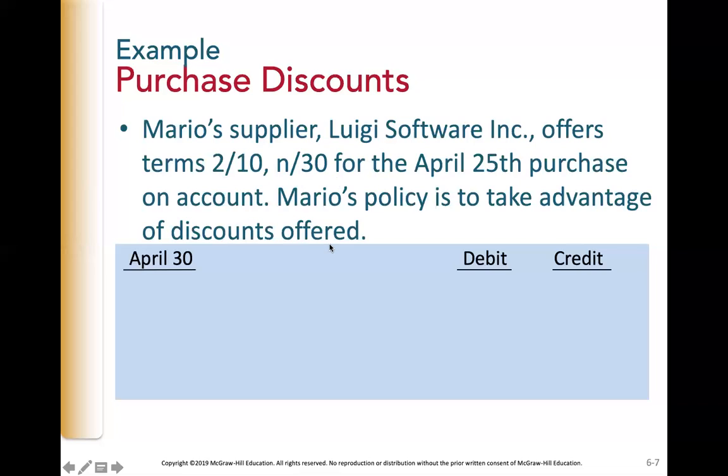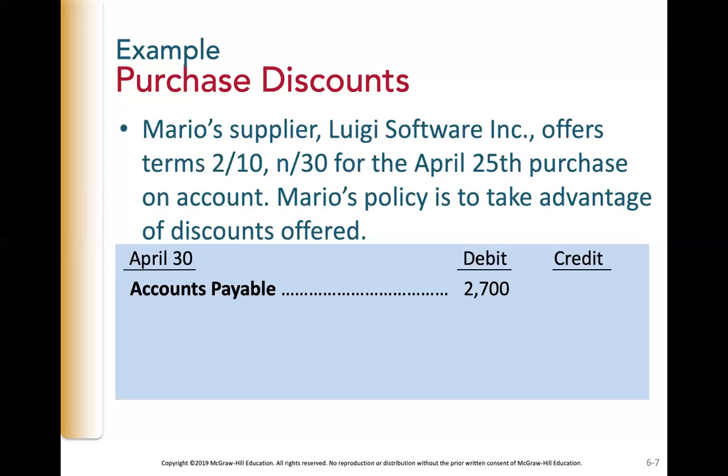So since Mario is going to take advantage of the discount because he's paying on April the 30th, we need to record the transaction as follows. His original April 25th purchase was for a total of $2,700. So he has an account payable on his books for $2,700 that he needs to take off the books, because once he pays the supplier, he does not owe anything else. So you need to record a debit to accounts payable for the full balance owed.